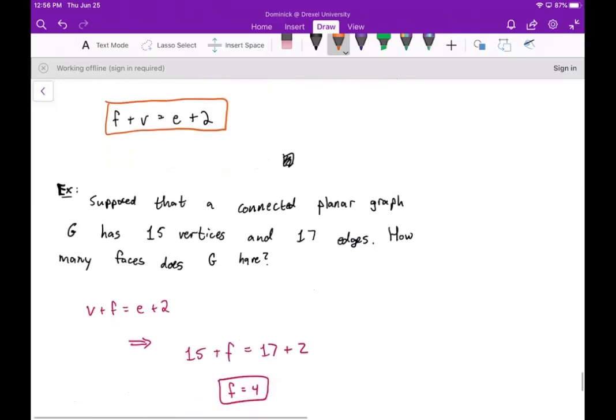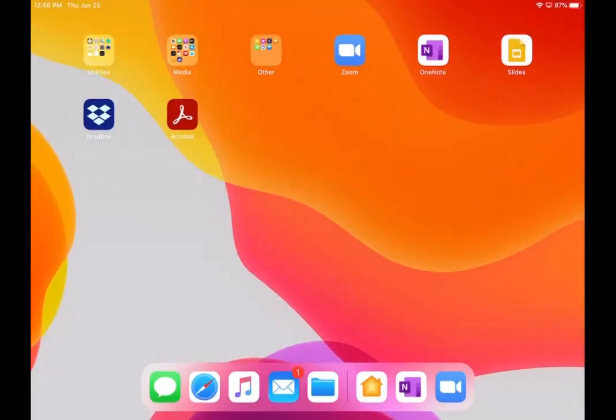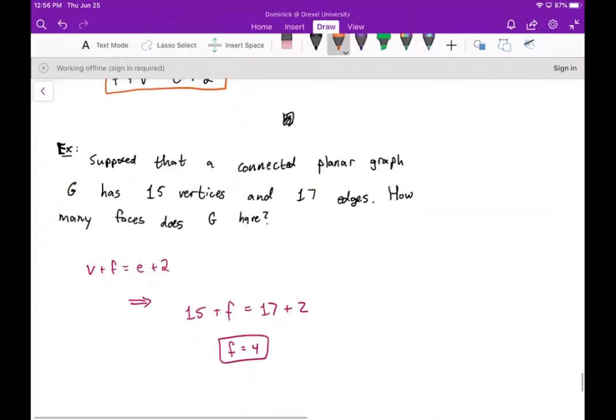Okay. Now, as an example, suppose that a connected planar graph G has 15 vertices and 17 edges. How many faces does G have? Well, of course, we're just going to use the formula V plus F is equal to E plus 2. And here we know that the vertices is 15, and the edges is 17. So we plug them in, and we'll find that F is equal to 4. Right? So this graph would have 4 faces.